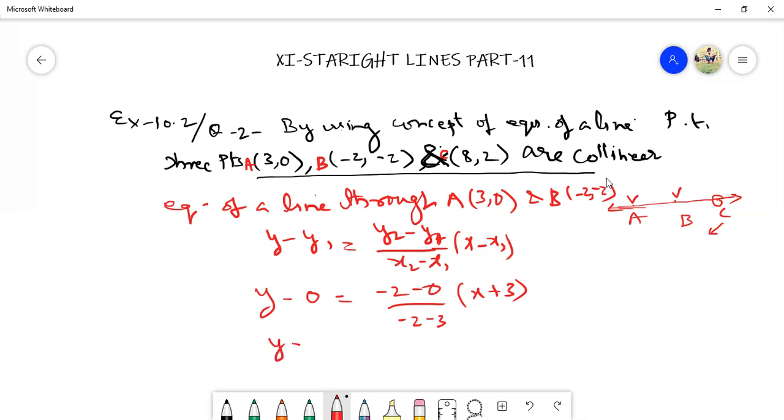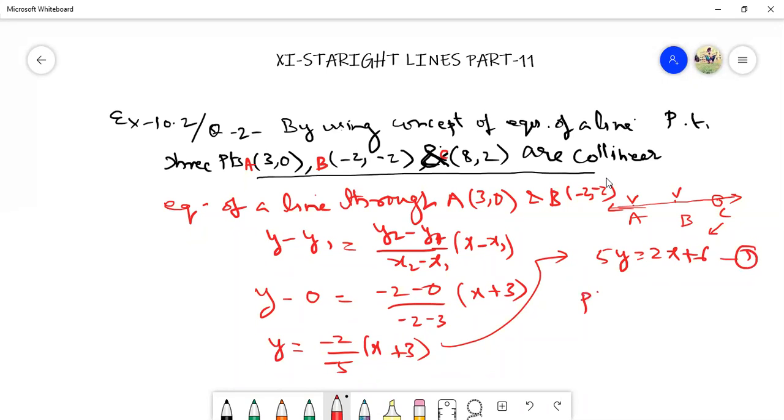So we get y is equal to -2 upon -5 into x minus 3. The minuses cancel, 5 will multiply on the left side, so 5y is equal to 2x minus 6. This is the required equation.